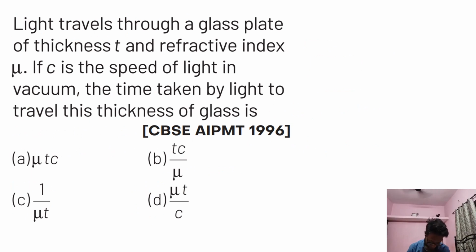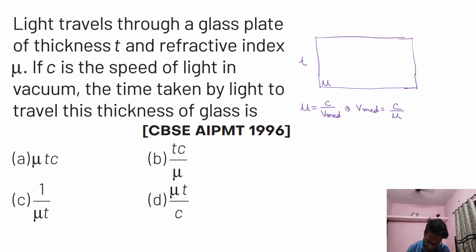Okay, let's read this question. Light travels through a glass plate of thickness T and refractive index mu. Let C be the speed of light in vacuum. The time taken by the light to travel across the thickness of the glass is? This is a glass, and the thickness of the glass is T. The refractive index mu is nothing but the speed of light in vacuum divided by the speed of light in the medium, or the velocity of light in the medium is equal to C divided by the refractive index of the medium.